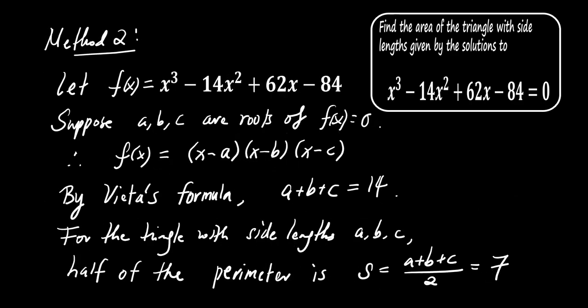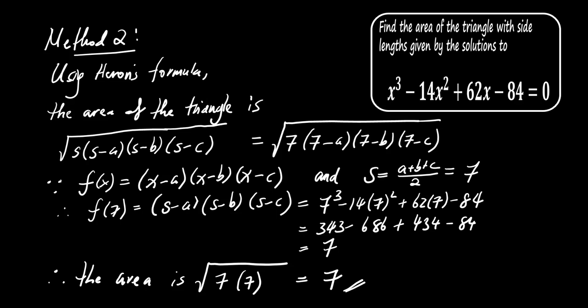Method 2 is more general and elegant, using Heron's formula, which works for all triangles. This method applies Vieta's relations and connects the roots of the cubic equation with the geometric property of the triangle, showcasing a deeper algebraic geometric connection.